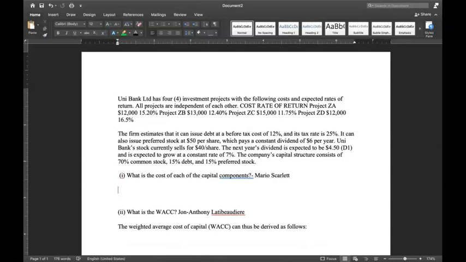Unibank stock currently sells for $40 per share. The next year's dividend is expected to be $4.50 and is expected to grow at a constant rate of 7%. The company's capital structure consists of 70% common stock, 15% debt, and 15% preferred stock. So we move on to number 1, which I will be doing.